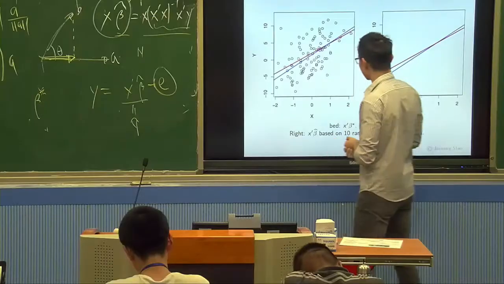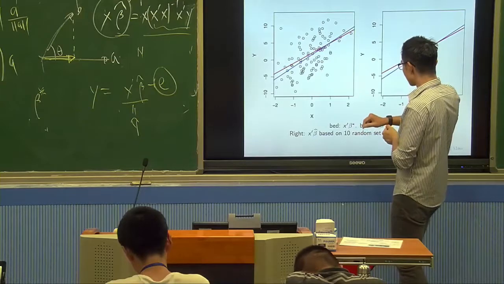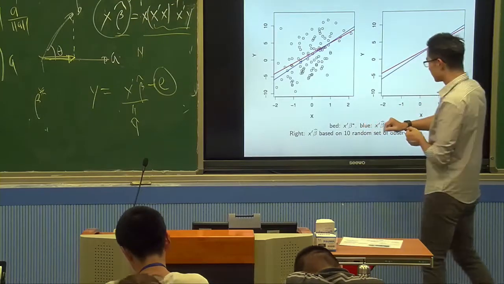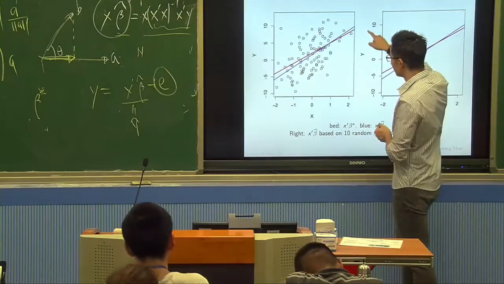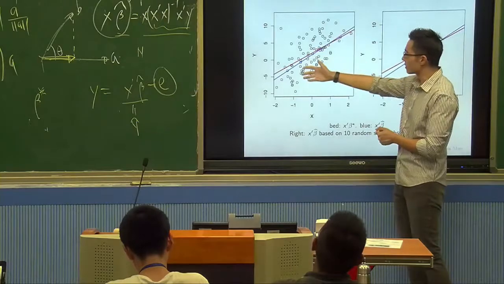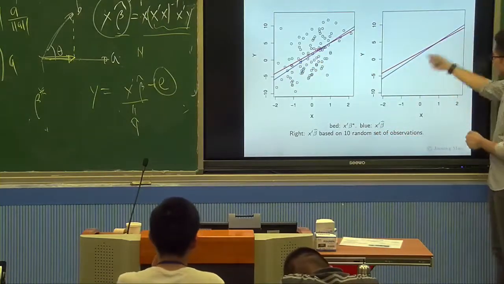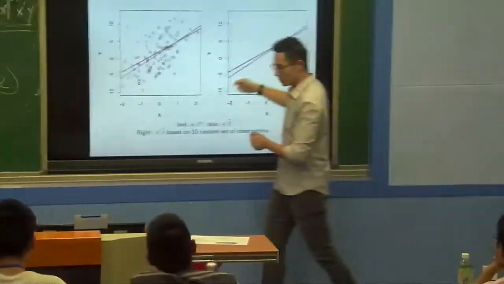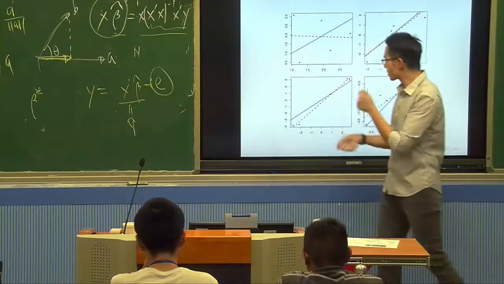Here is an example, just some illustration. This blue line, there's a typo here, should be red. So red is the true underlying beta star. But of course, because we only have limited data, our beta hat is going to be different. So every time you have a different data set, it's going to give you a different line, right? And sometimes these lines vary a lot. The variance is really large.